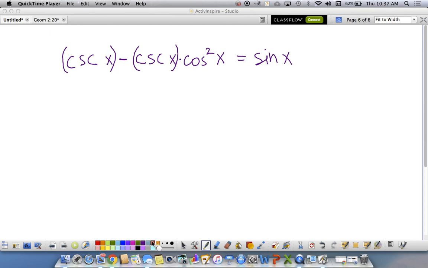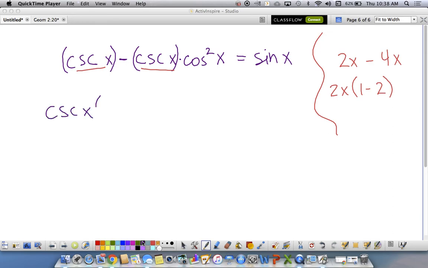Okay, thought bubble. Just because my kid's doing this in algebra 2: 2x minus 4x. Is there something you can factor out? They have 2x in common, and then what do you do? 1 minus 2. Okay, well, do these share a common factor? Cosecant x. So can we factor it out? Cosecant x in parentheses. When you factor it out, what's left? 1 minus 1.